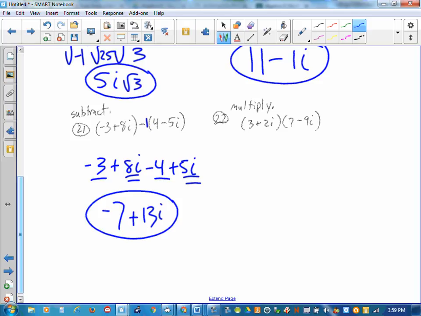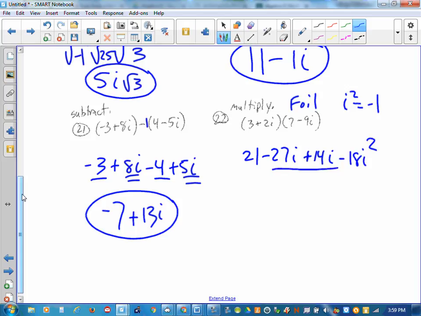Okay, multiply. Basically, we're going to use FOIL, and we're going to use the fact that i squared is equal to negative 1 at the end. So foiling this out, 3 times 7 is 21. 3 times the 9 would be negative 27i. 2i times 7 is 14i. And 2i times the 9i would be negative 18i squared.